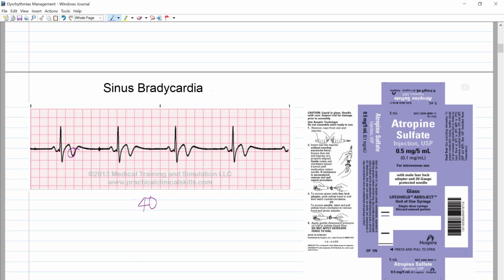Or if you want to use the big boxes here, as you can see, the R to R is farther from each other. And remember, the farther the R to R is, the lower the heart rate is. The closer the R to R are to each other, the faster the heart rate is. That's why earlier we discussed that if there are 3 big boxes, your patient's heart rate is 100.